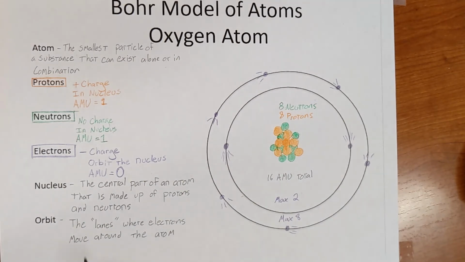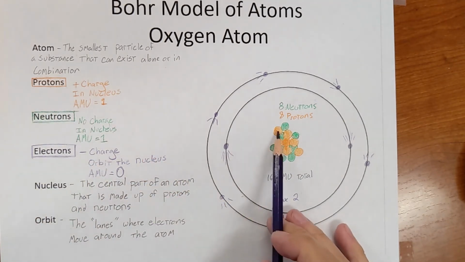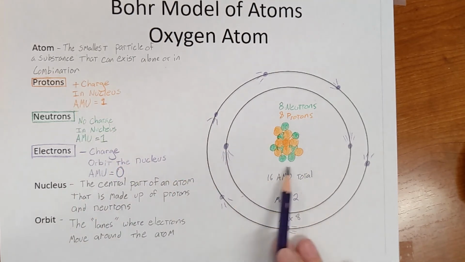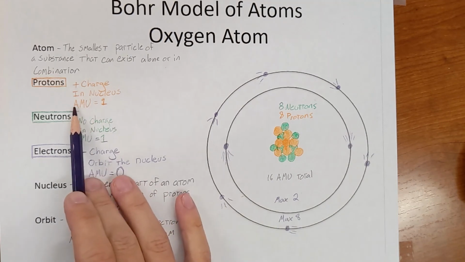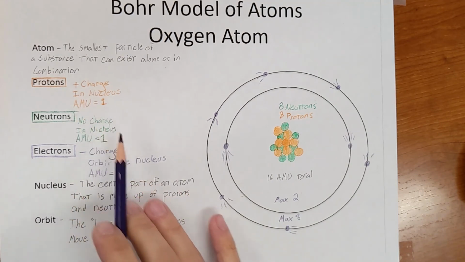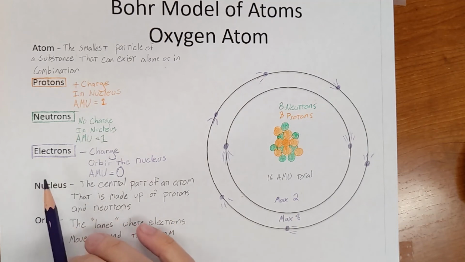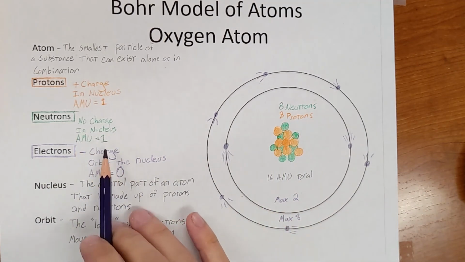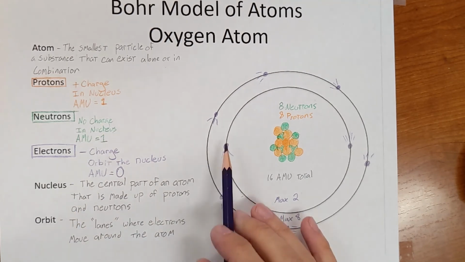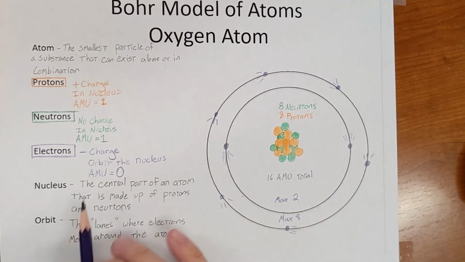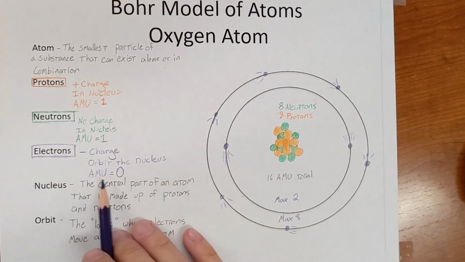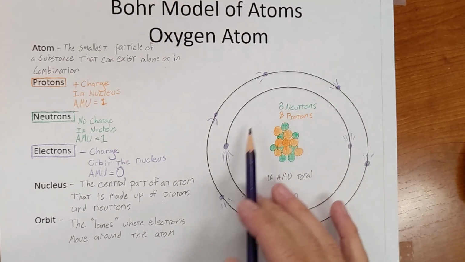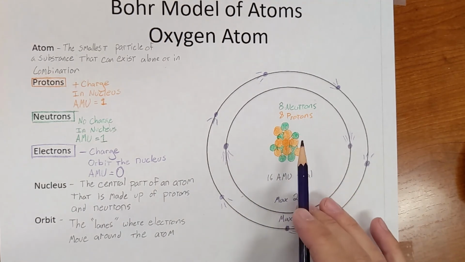part of matter. Now protons, the orange guys here, have a positive charge. They're in the nucleus, the center area of the atom, and each one of them has an AMU of 1. Neutrons have no charge. They're also in the nucleus, and they have an atomic mass of 1 as well. Electrons have a negative charge. They orbit the nucleus, and they have an AMU of 0 because they are so incredibly small. The nucleus, again, is here in the center. That's where the protons and neutrons are.